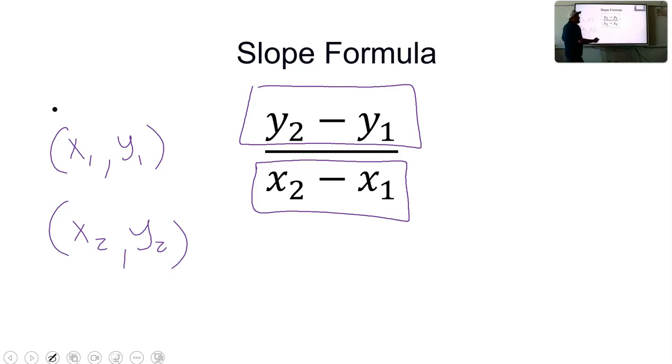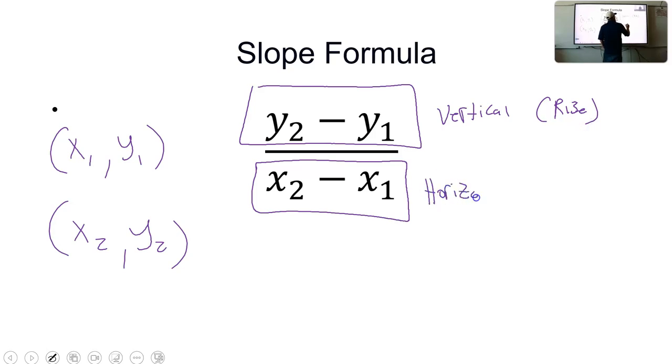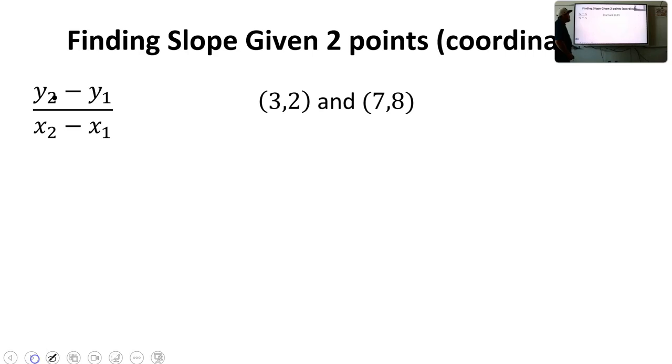Because it helps us find the vertical change, or the rise. And it helps us find the horizontal change, otherwise known as the run. So even if we can't visually see the graph, if they give us 2 points that are on that linear graph, we can figure out what the slope is.